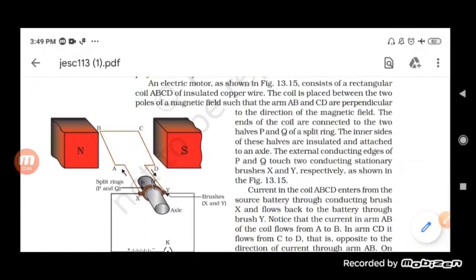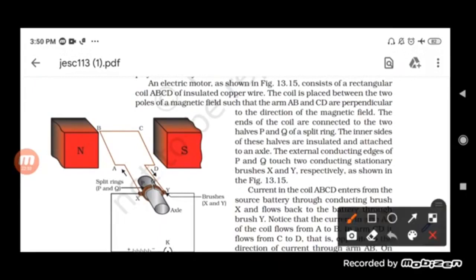Now, the inner sides of these halves are insulated and attached to an axle. This is the rotator, the axle to which the split rings are attached. When you look at the inner side of the halves of the split rings, it is insulated and connected to the axle.